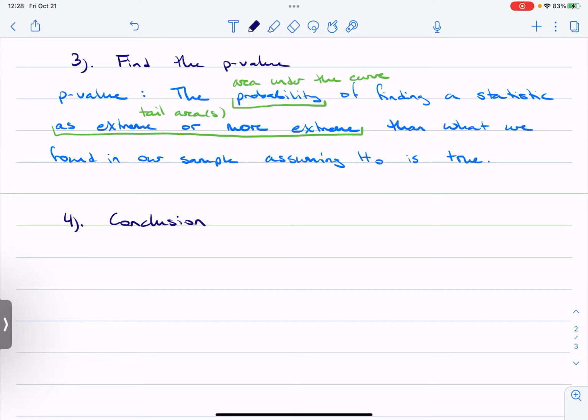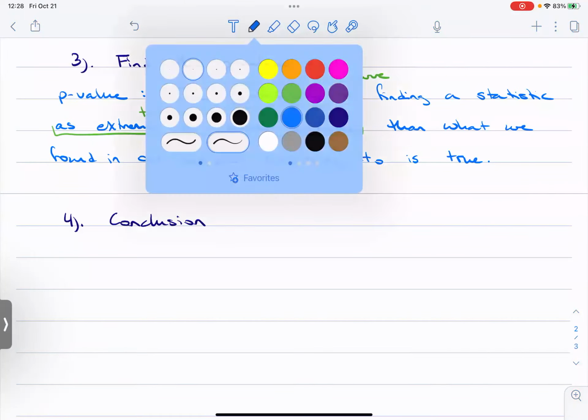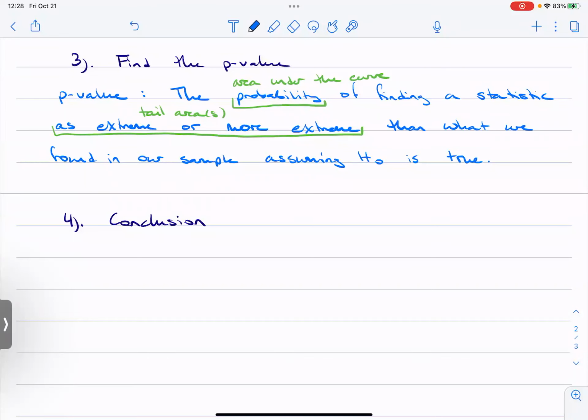Now the conclusion has 3 parts. I know that's rude, right? But I just lump it in as a conclusion, okay? And you're welcome to break it up into 3 separate parts if you want to, okay? But let's start with what it is.